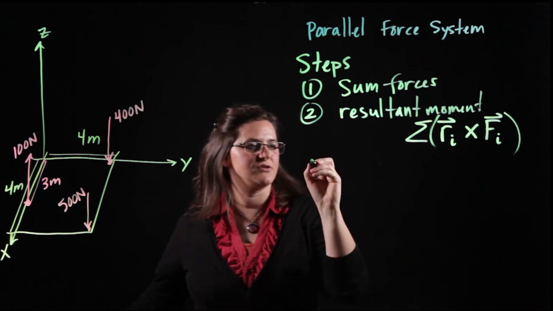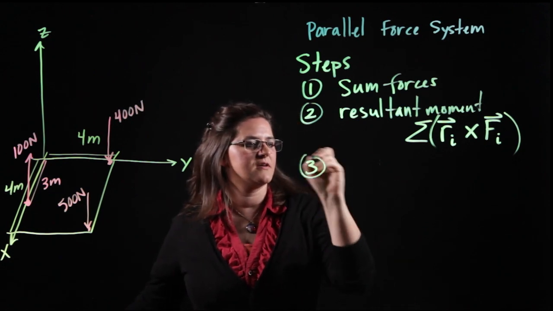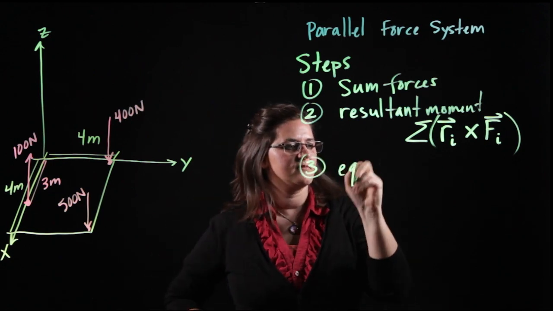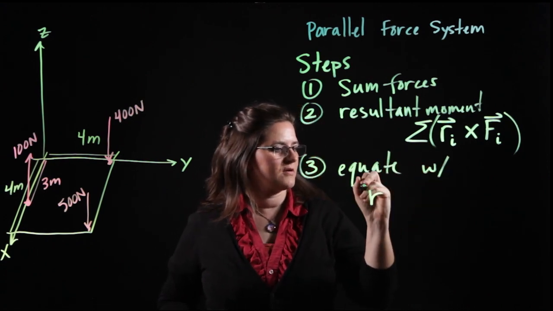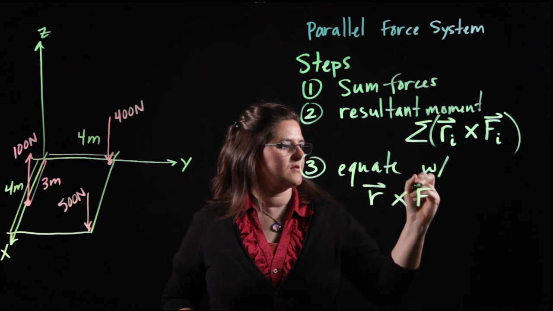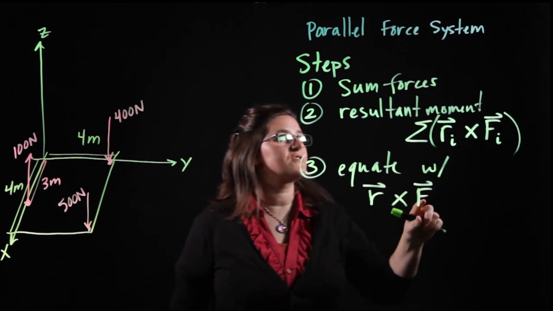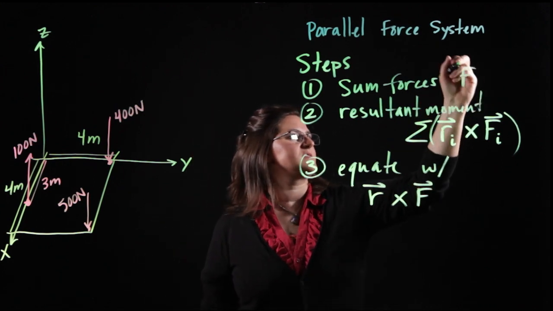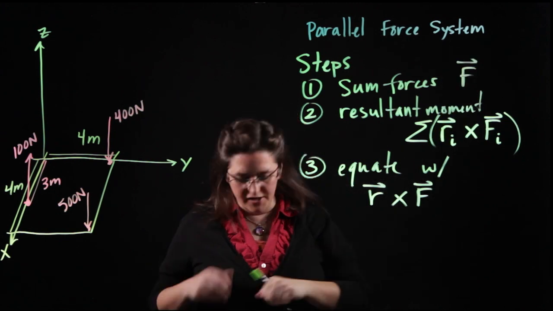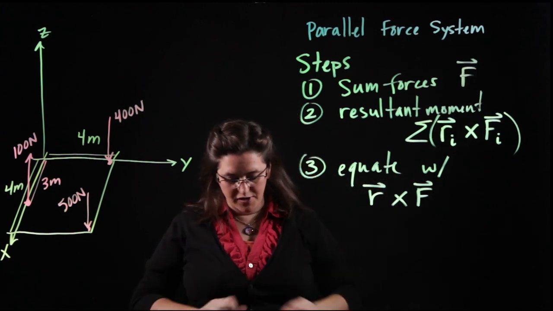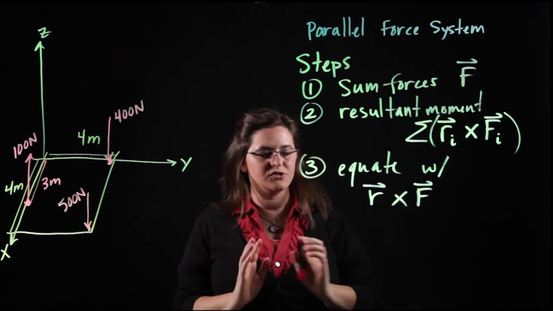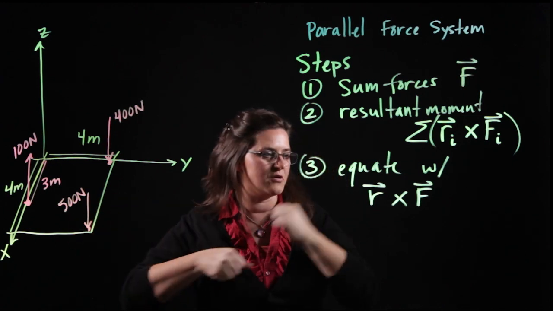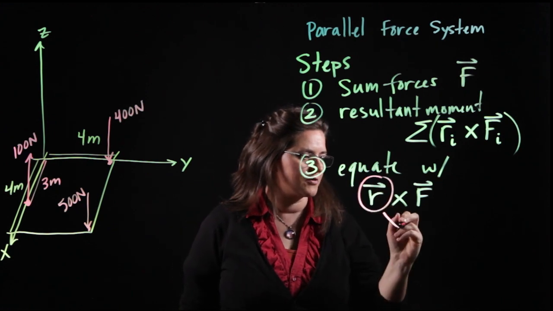The next thing we have to do is equate this R cross F using the force from this step 1 to find the radius, or rather the location, where a single force could be located in order to have the same physical behavior as all 3. So this is what we're looking for.